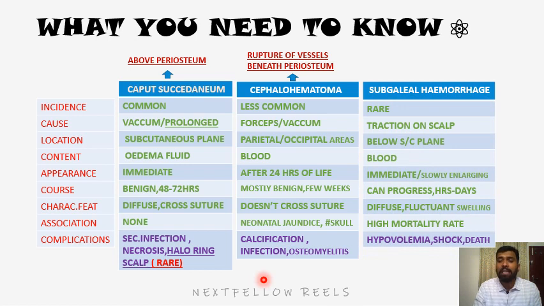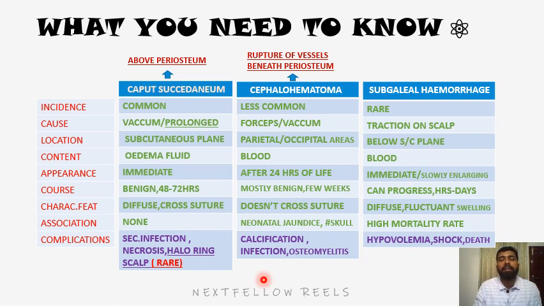Next is subgaleal hemorrhage, which is a rather important upcoming topic which you should be aware of. It is a rare condition. It happens due to excessive traction on the scalp. It occurs below the subcutaneous plane. Content is blood without a doubt, and it happens immediately after delivery, or it can slowly enlarge and progress over a period of hours or days. It is a diffuse fluctuant swelling which carries a high rate of mortality. Okay, it can be fatal.